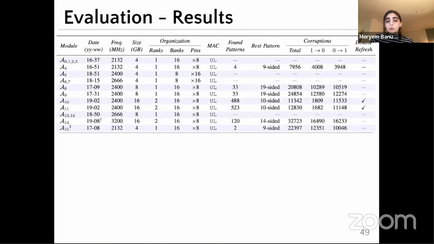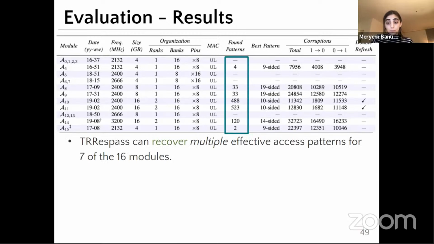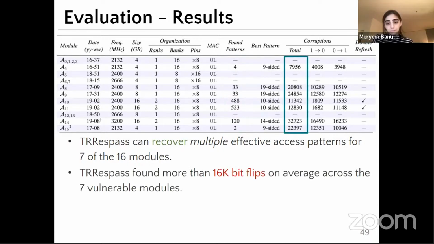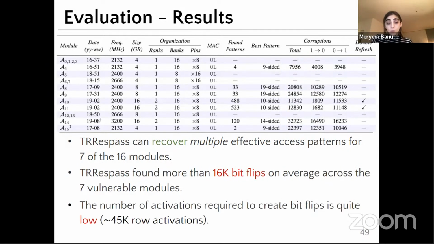These are the results we have for modules of vendor A. If you check the found patterns column from the table, you can see that for 7 out of 16 modules, TRRespass can recover effective access patterns. Also, if you check the total number of bit flips, we can see that on average, 16K bit flips are found by TRRespass across these 7 vulnerable modules. Furthermore, the number of activations required to create bit flips is around 45K in these experiments, which is quite low compared to prior numbers reported in the original RowHammer paper from 2014.